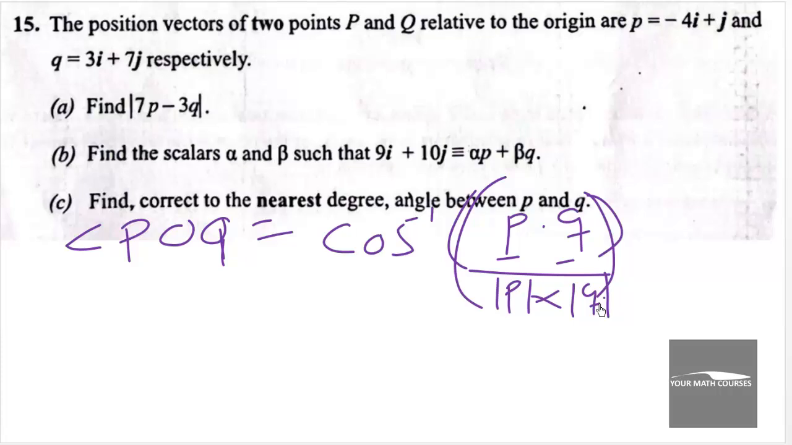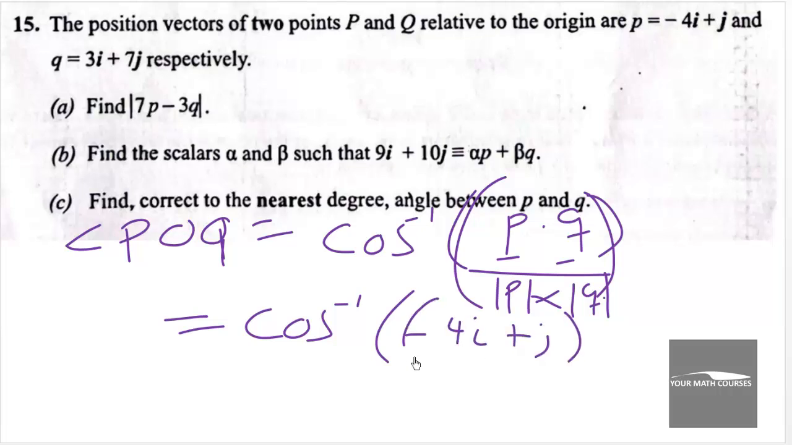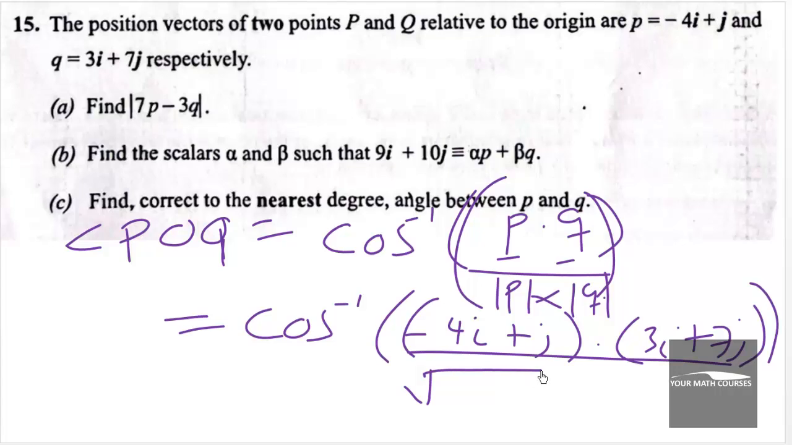So let's simplify this. This will be equal to cos inverse of P dot Q. We have negative 4i plus j dot 3i plus 7j, all over the magnitude of P, square root of negative 4 squared plus 1 squared, times the magnitude of Q, square root of 3 squared plus 7 squared.